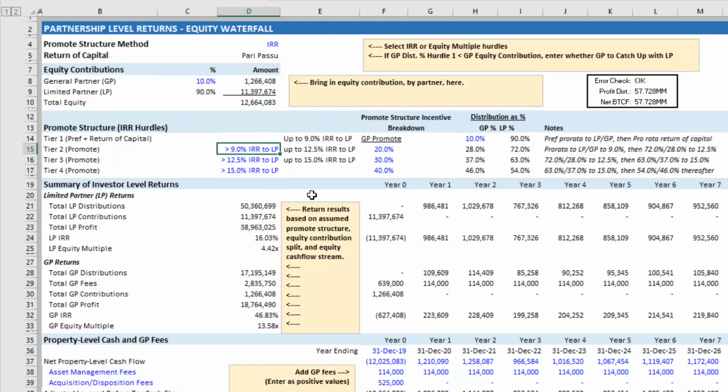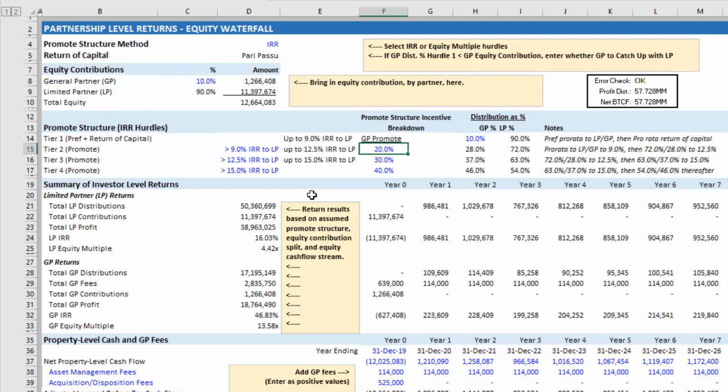So from 9 to a 12.5, the GP earns some promote, all right? 20% in this case, which means there's a distribution percentage, 28% to the GP, 72% to the LP. Now, how is this distribution percentage calculated based on this promote?